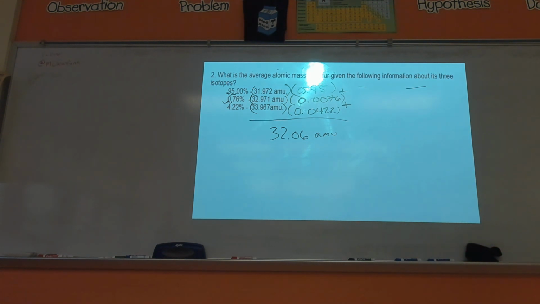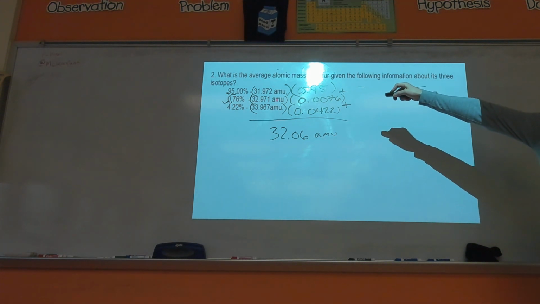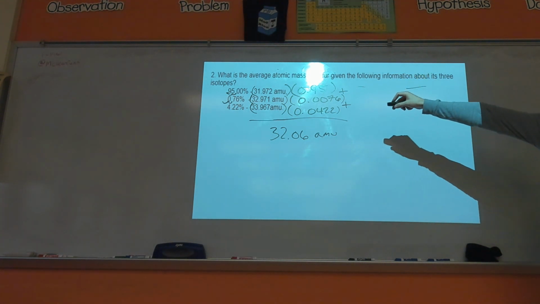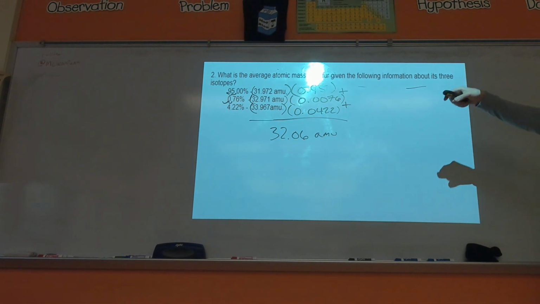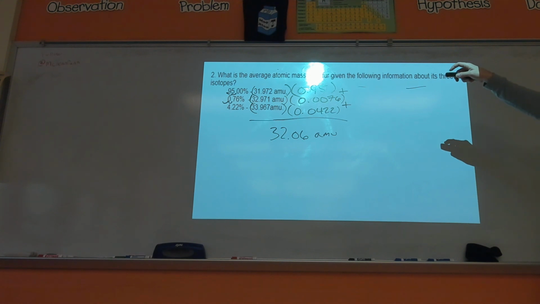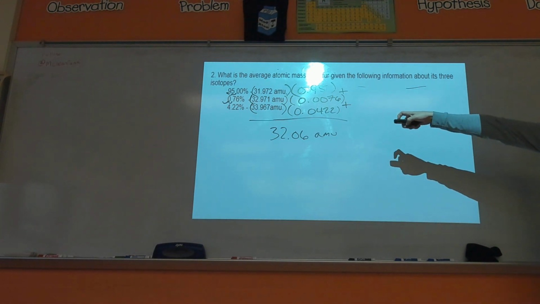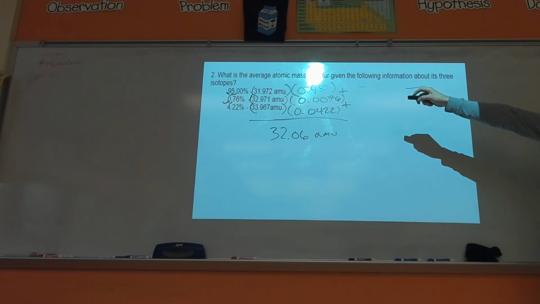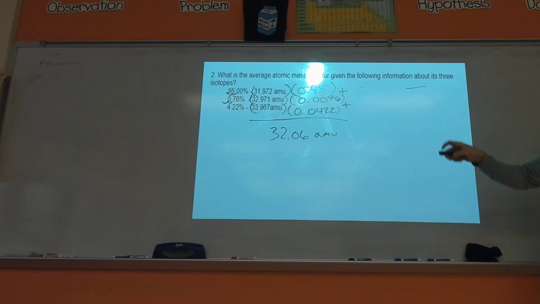Because you have 95% of the atoms that have 31.97 mass. Yeah, these are not all represented equally. I'm going to say that again. You can't just add these 3 up and divide by 3 because they're not represented equally. 95%, most of all of the atoms have this mass, and nearly none of them have that mass.